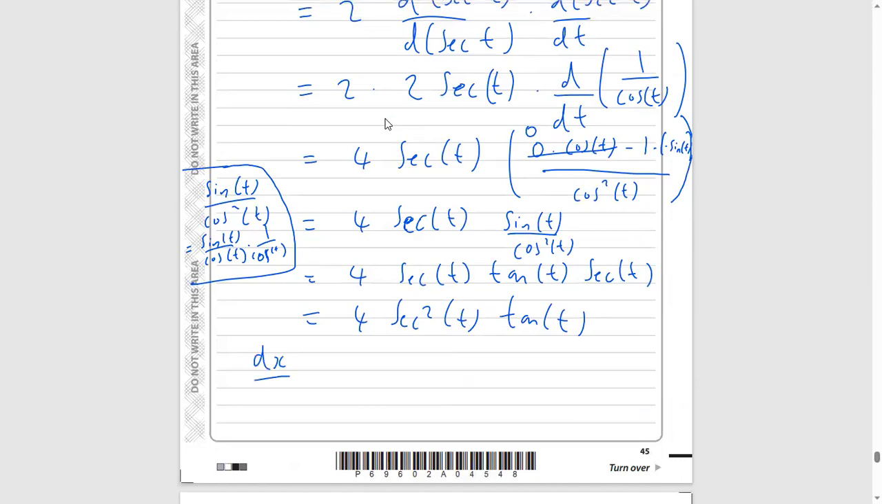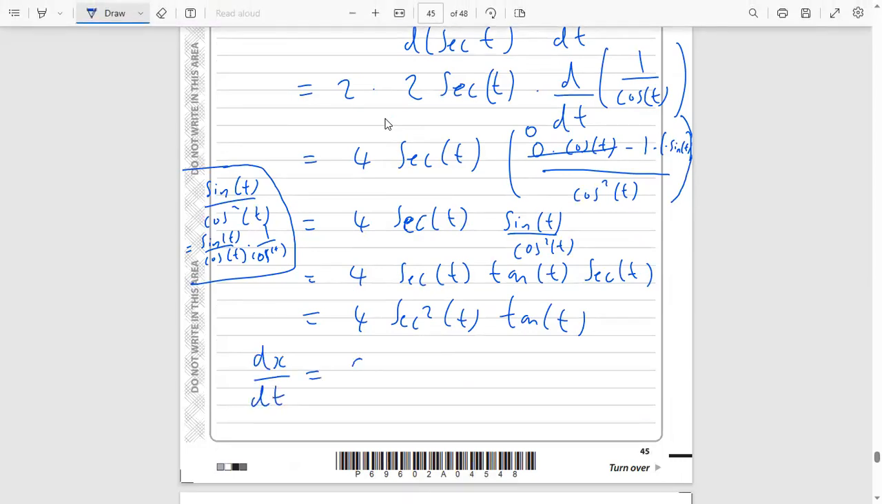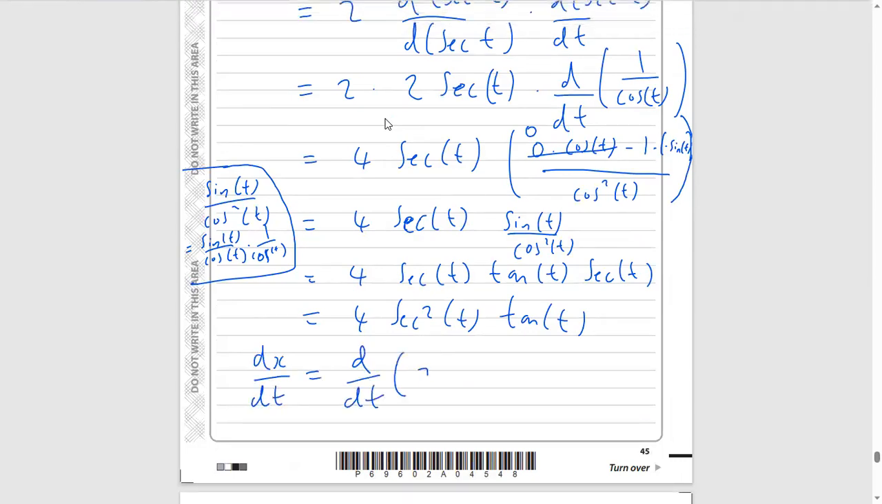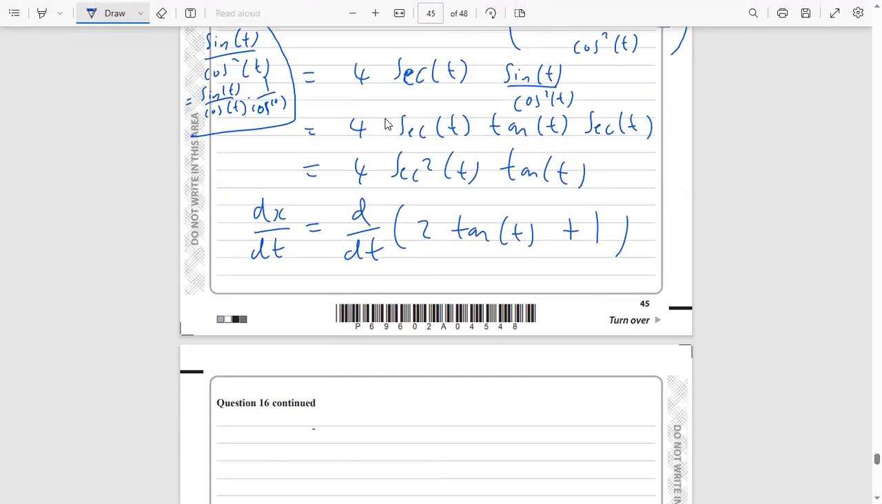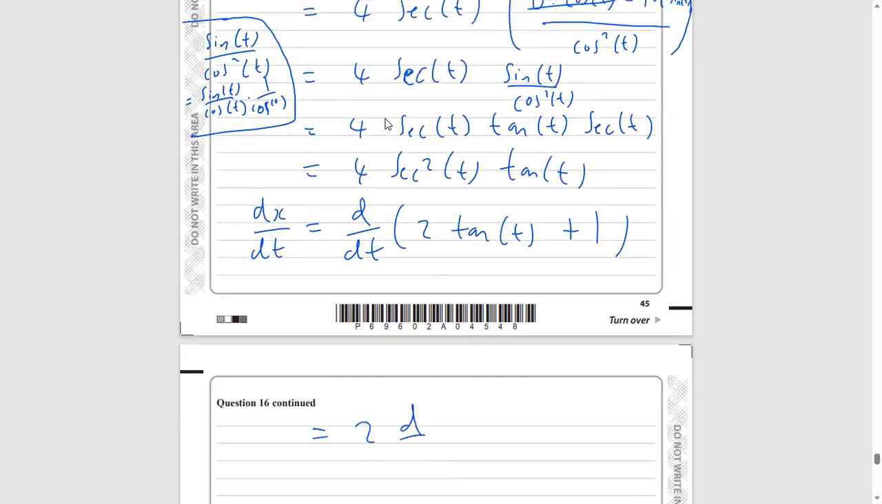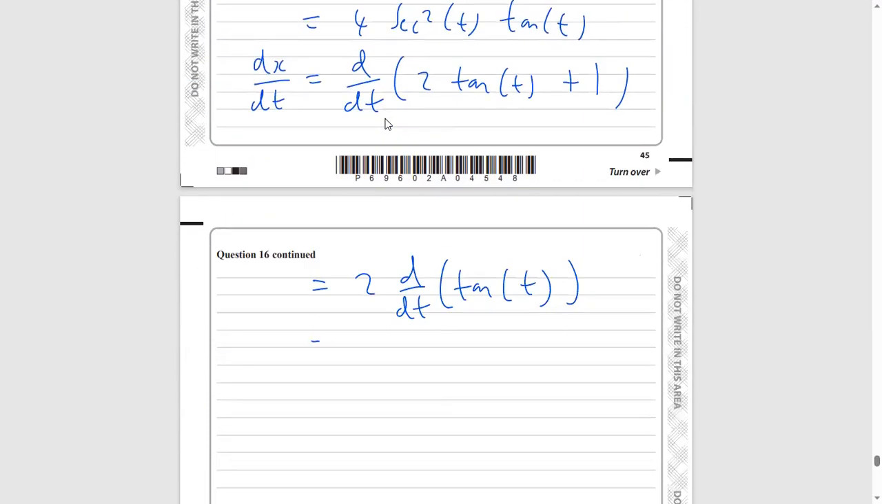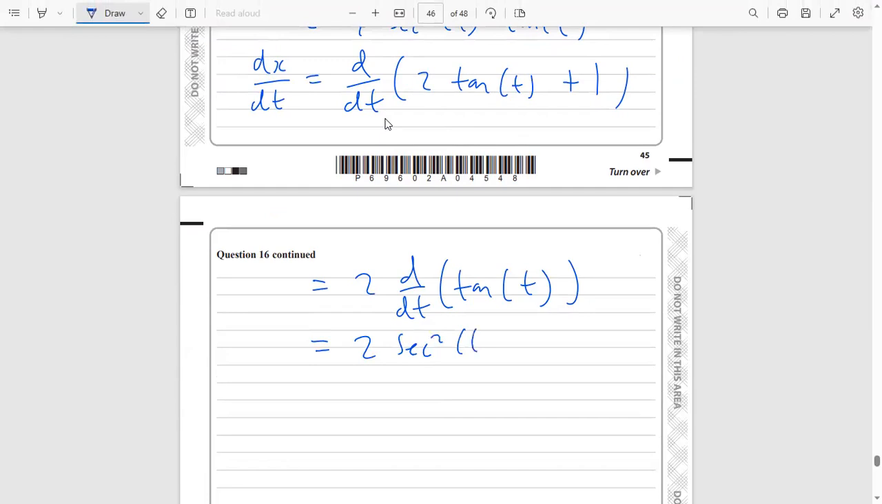So dx by dt is equal to the derivative with respect to t of 2 tan t plus 1, which is, very similar to what we did before, 2 lots of d by dt of tan t. Differentiating 1 is just a constant, so it gives you 0. Now remember, this is one that is definitely in your formula book. Differentiating tan gets you sec squared. So you get 2 times sec squared t.